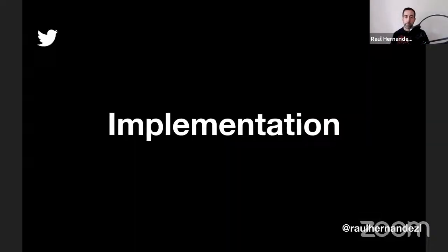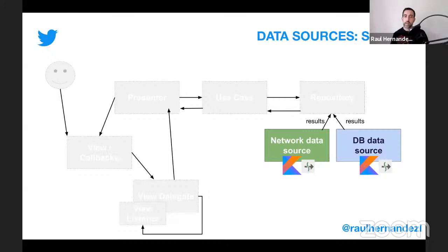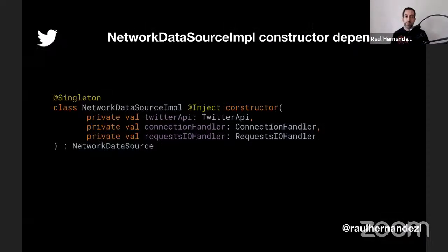So let's go now to the implementation details. About the data sources and the network database, what we have here is that basically I use suspend functions, as I mentioned a moment ago, passing those results back to the repo. What does it mean into the code? So into the network data source, I just have a Twitter API that's a Retrofit client, something to check if I have connection, something to parse the response and the requests.